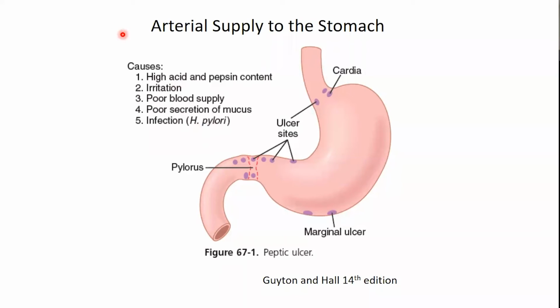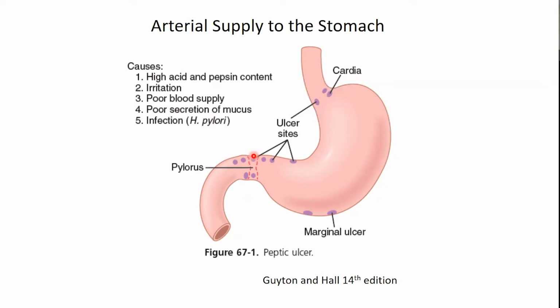So I'll give you a second example of the same kind of thing, again, focusing on the blood supply into the gut. And so what we'll look at here is the arterial supply to the stomach. And this is an image from the physiology textbook that basically just shows different regions of the stomach and the first part of the duodenum that are susceptible to peptic ulcers.